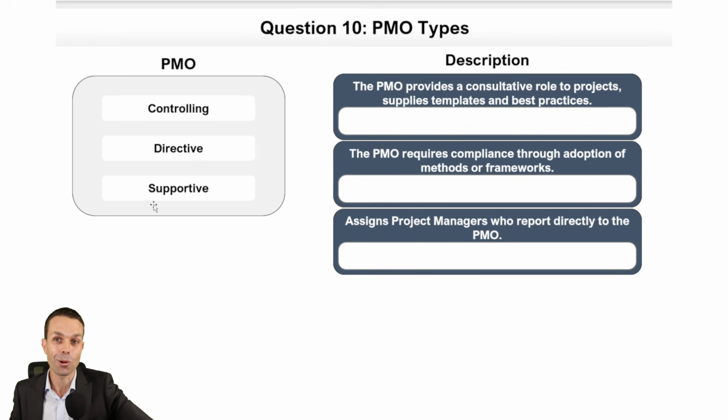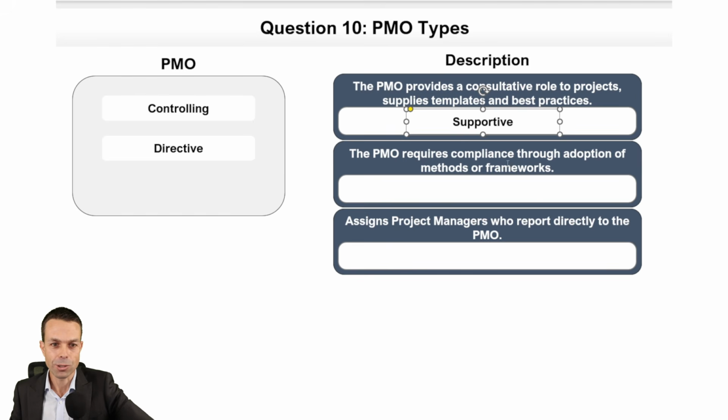And also very handy to know, the last one in this little section, nice and easy, the types of project management officers, or PMOs. This PMO provides a consultative role to projects and supplies templates and best practices. That one is the weakest PMO. It's a supportive PMO.